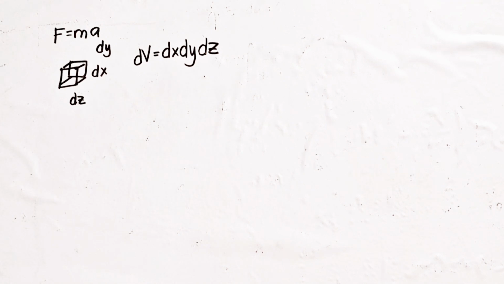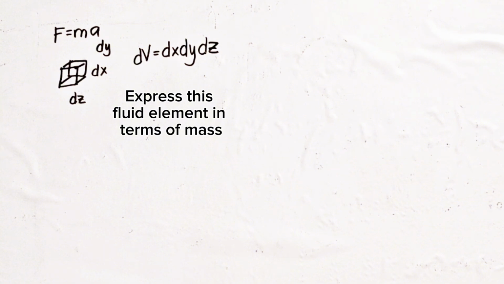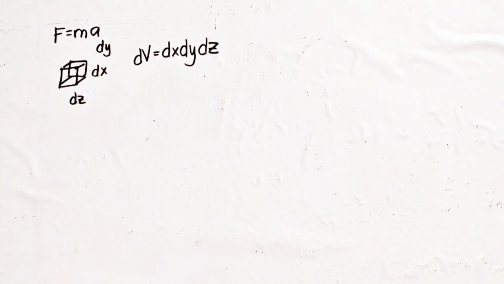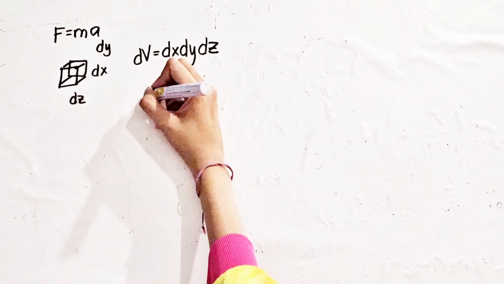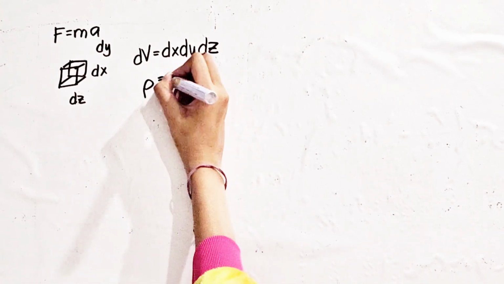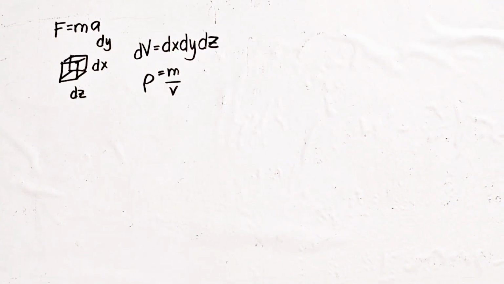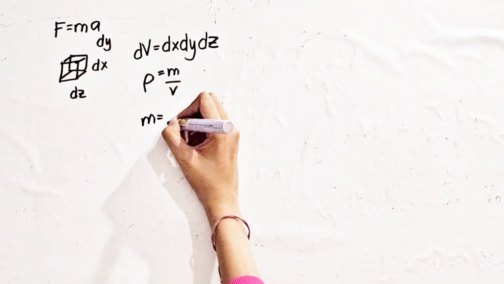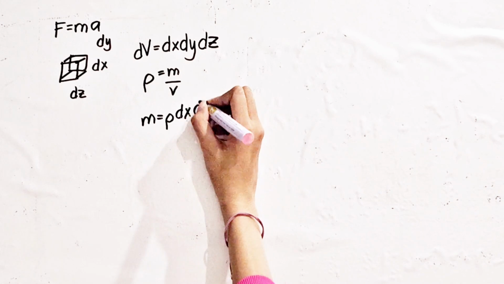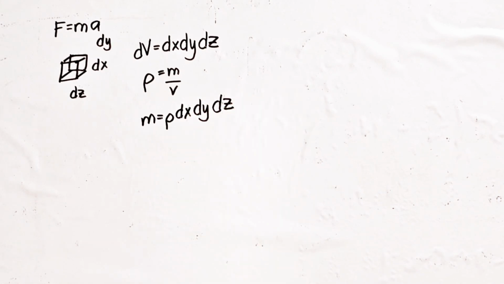Now let's go back to our equation. With F equals ma, we need to find a way to express this fluid element in terms of mass. We already know how the volume of this fluid element can be expressed, so let's use that to find mass. Since density is mass over volume, and we know that volume is dV, we can therefore express mass as density times dx dy dz. So that's the mass part of the equation.